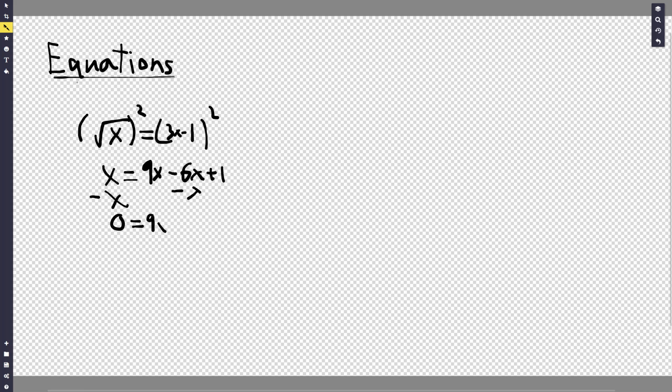So we're left with 9x minus 7x plus 1. Now what we can do is plug this into the quadratic formula. Let me write that up here. It's negative b plus or minus the square root of b squared minus 4ac, divided by 2a. Okay, so let's solve this.